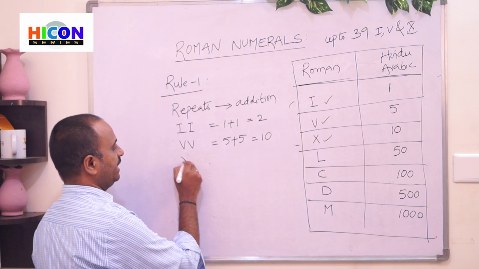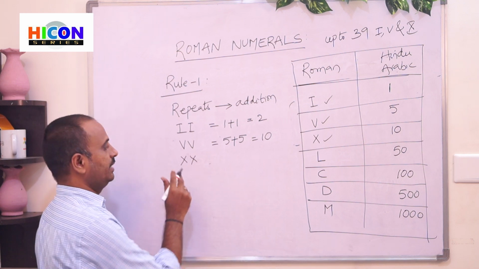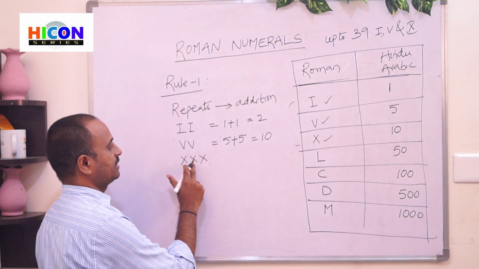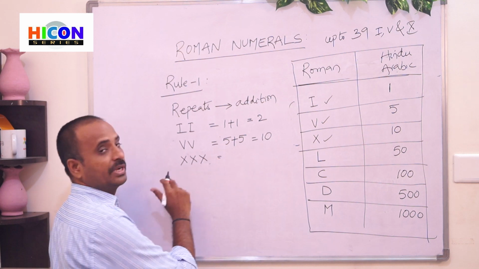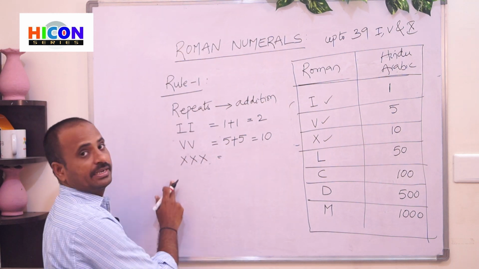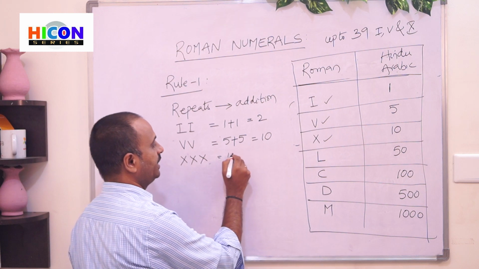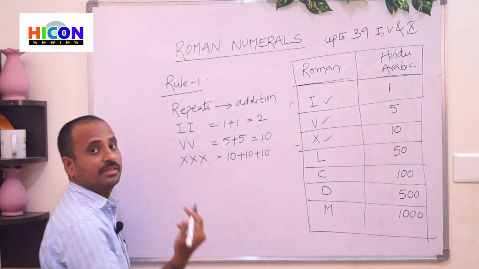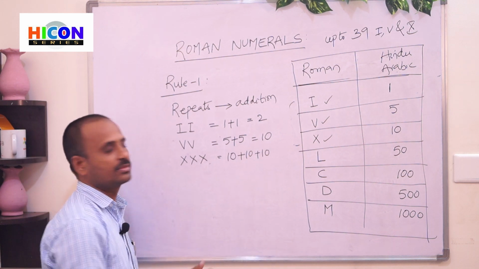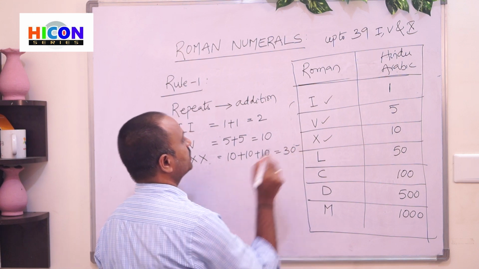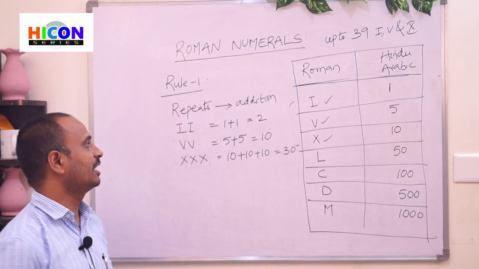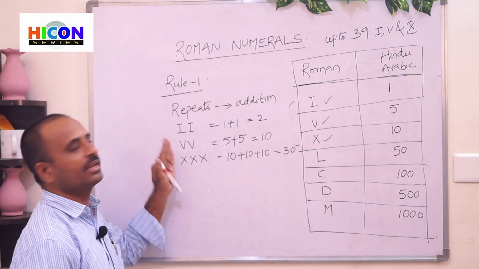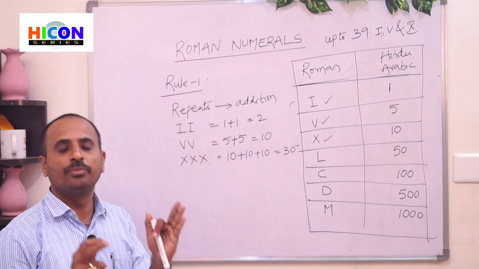In the same way, XX. Here X is repeated 2 times. If X is repeated 3 times, for example XXX, then also, if any symbol is repeated, it means addition. X means 10, so 10 plus 10 plus 10. Now we have to add 10 three times, and 10 plus 10 plus 10 becomes 30. So children, this is the first rule while converting Roman numerals into the Hindu-Arabic system. If any numeral is repeated, we have to make addition.